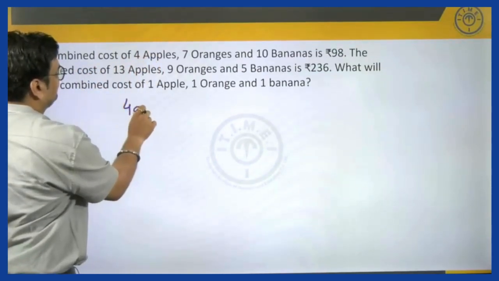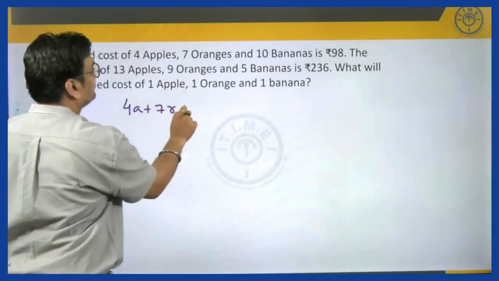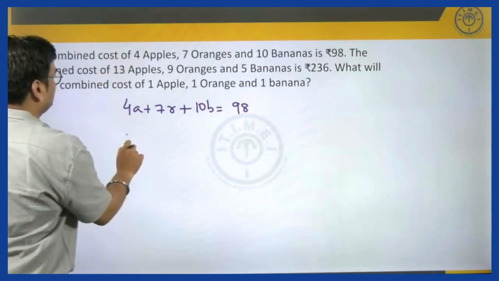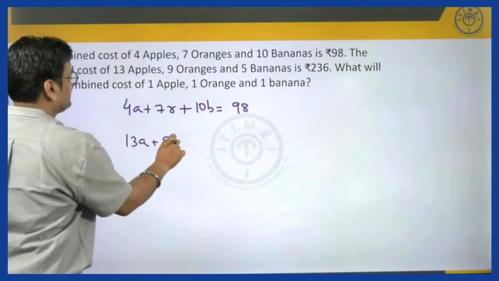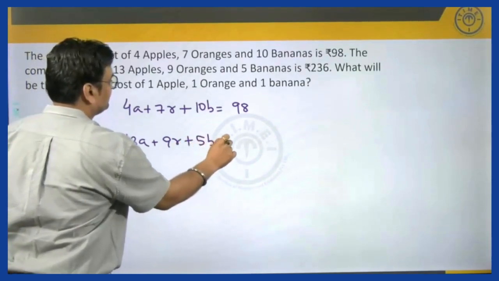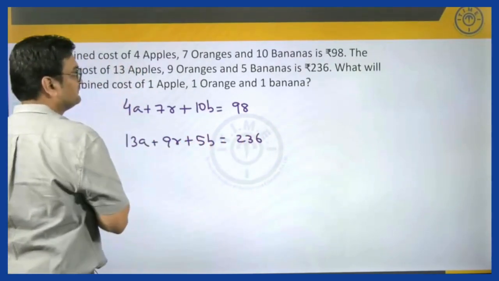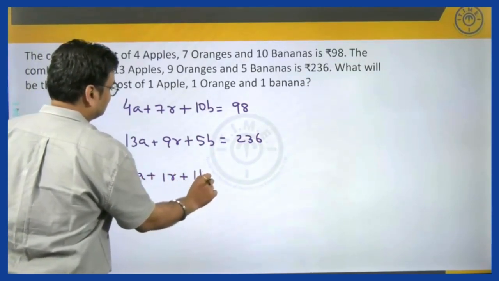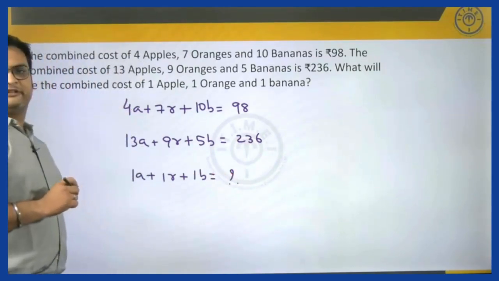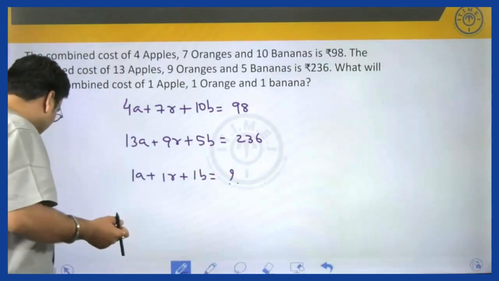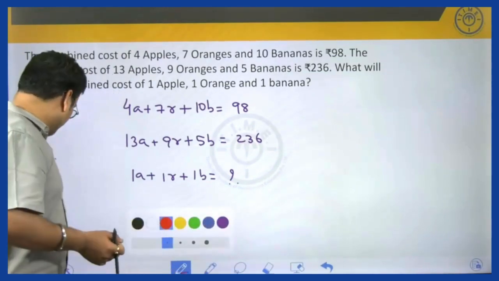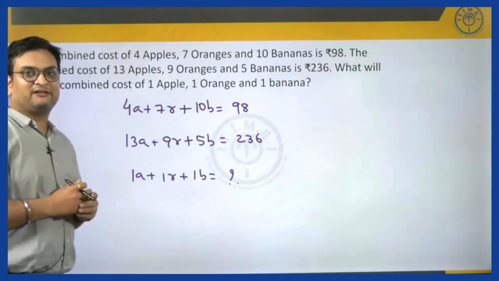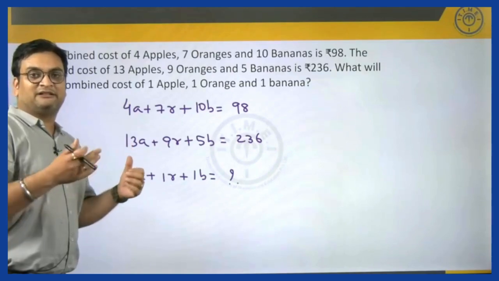So 4 apples, 7 oranges, 10 bananas is 98. 13 apples, 9 oranges and 5 bananas is 236. What will be the cost of 1 apple, 1 orange and 1 banana? Okay. So, similar question, but here we can apply a trick. So, the trick works as follows. Observe. First thing that you need to observe is that this is a very special case, right? This doesn't work always. If it doesn't work, then you already know what to do.